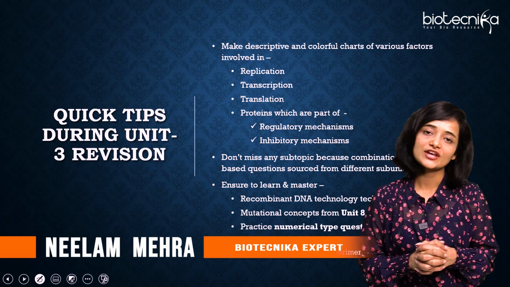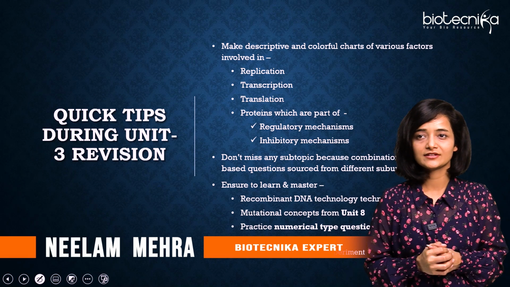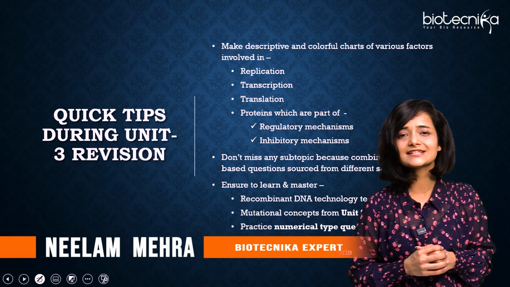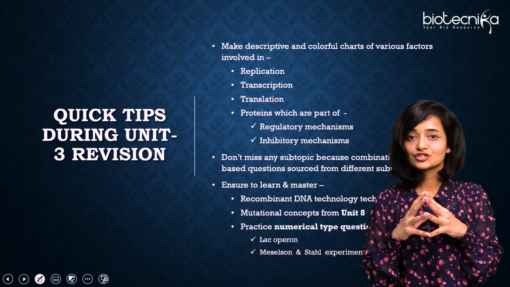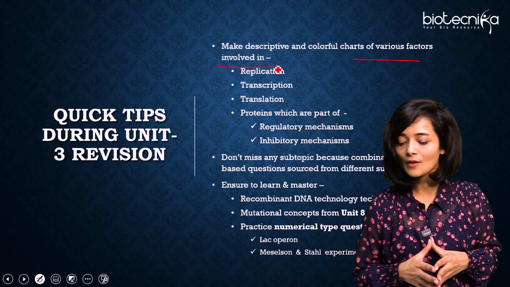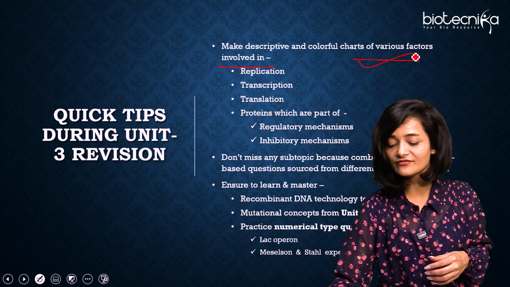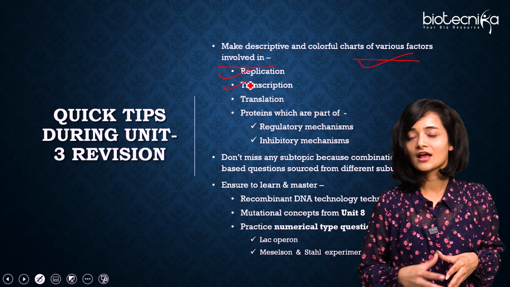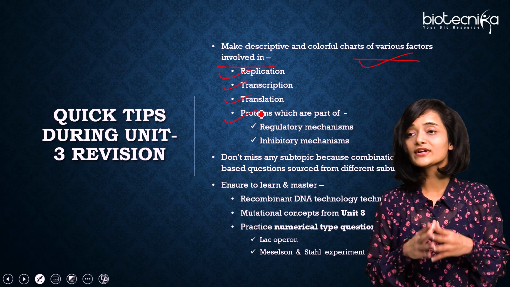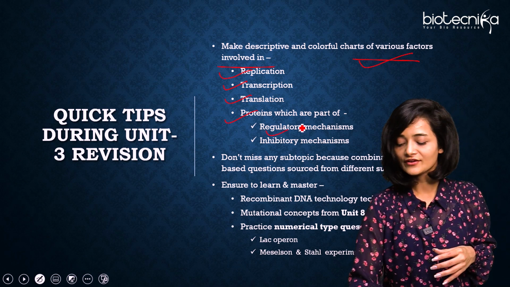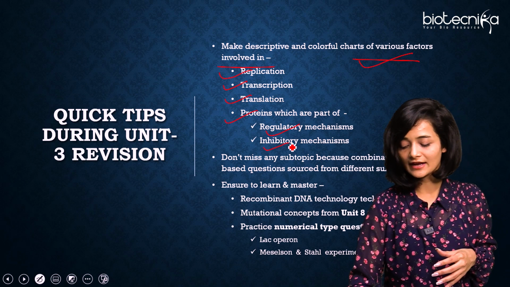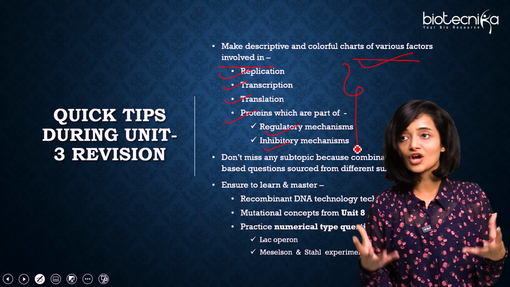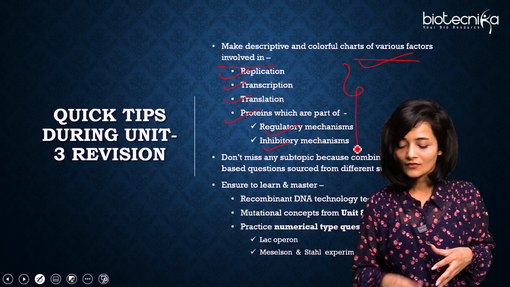Now I'll be sharing with you some quick tips which you can adopt during the revision of Unit 3. Firstly, make descriptive and colorful charts to revise the topics or the various factors that are involved in replication, transcription, translation, and proteins which are part of regulatory mechanisms and inhibitory mechanisms. All this you can revise with the help of colorful charts that you can make.